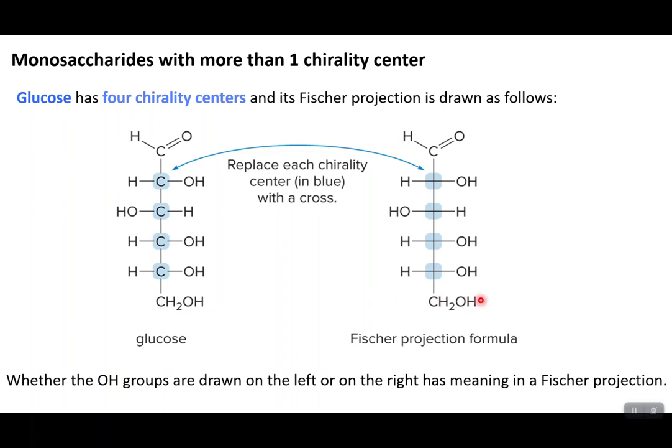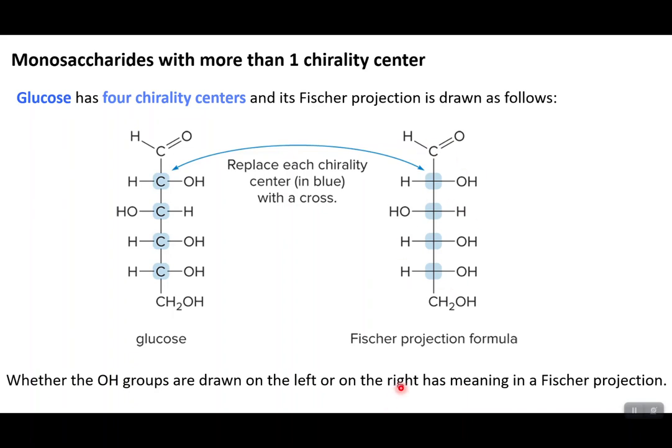Because these are chirality centers and you have 4 different things around these carbons, depending on where they are facing, it is going to give you different molecules. That's why whether the OH groups are drawn on the left-hand side or on the right-hand side, those are going to have meaning in a Fischer projection, because your Fischer projection is communicating a spatial organization.